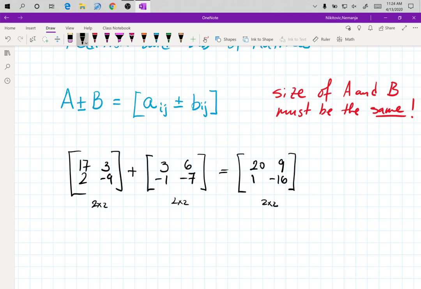Size remains the same. Now, probably you heard me at least once at some point in the class saying that in linear algebra you really don't have subtraction and division. And that's true.